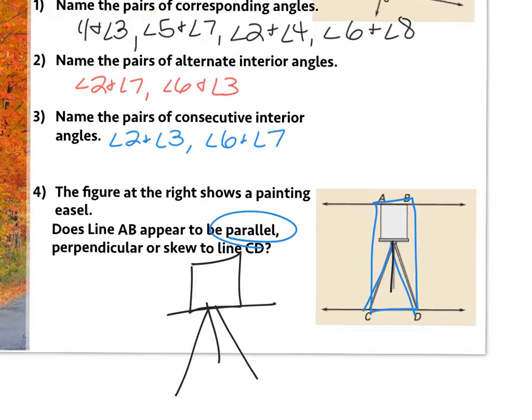So if I had a segment running back and forth, like an attachment on the bottom that was running back and forth, that would be an example of skew, right? The top of the easel and the one back and forth would be skew. Anything else would be intersecting because the legs would hit the top, which would be intersecting.